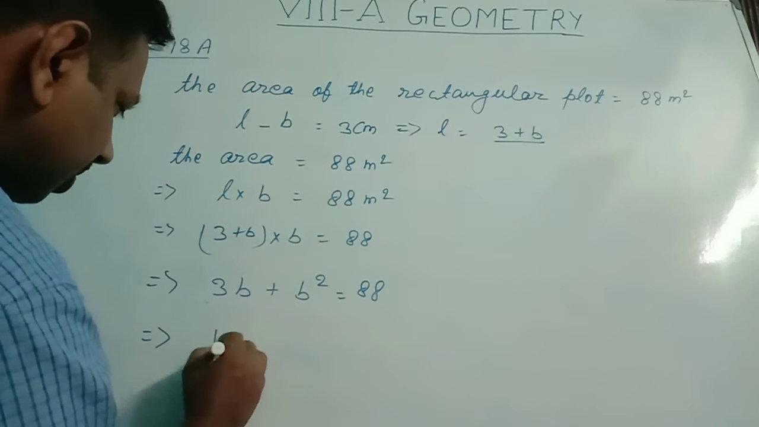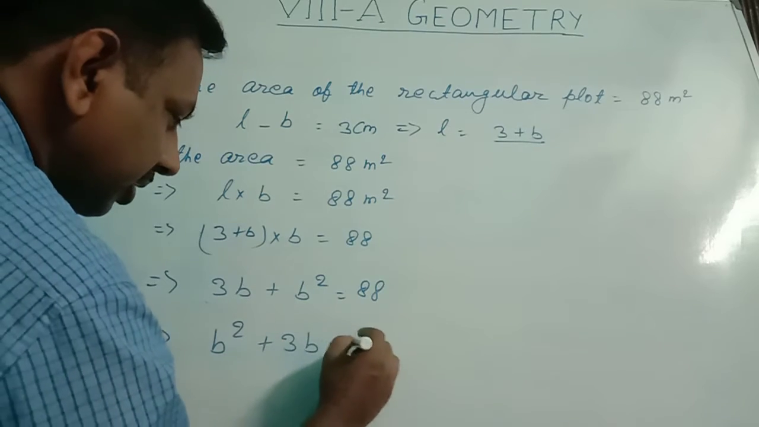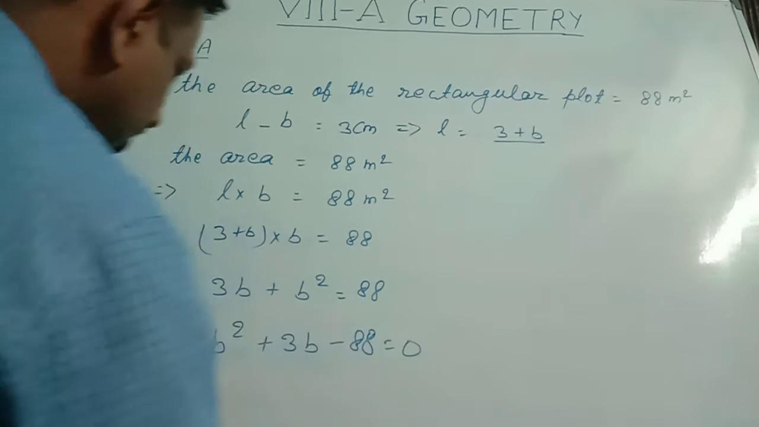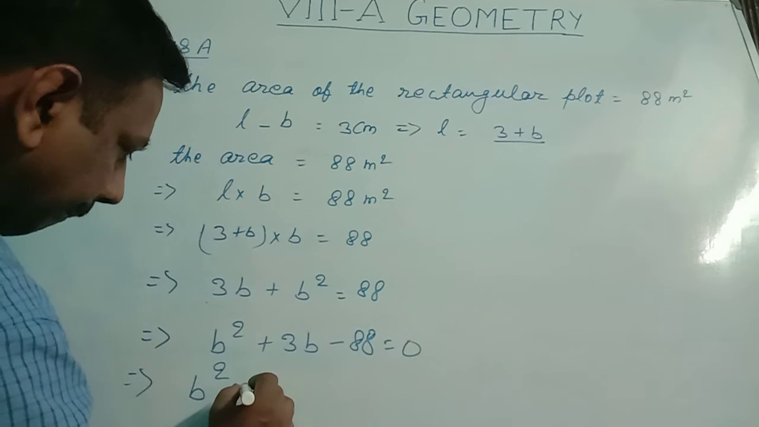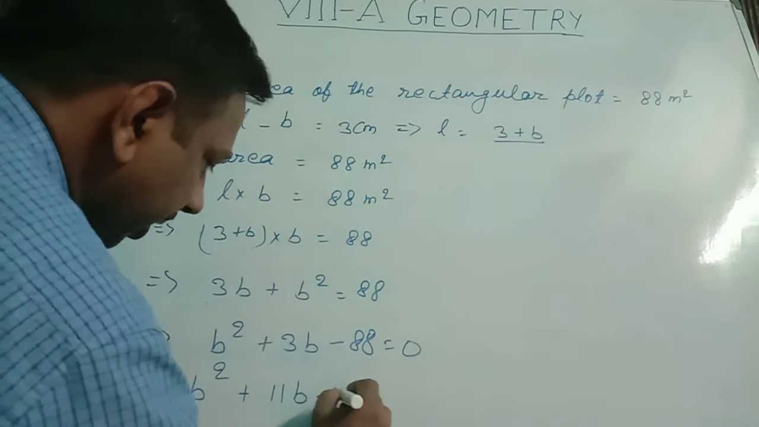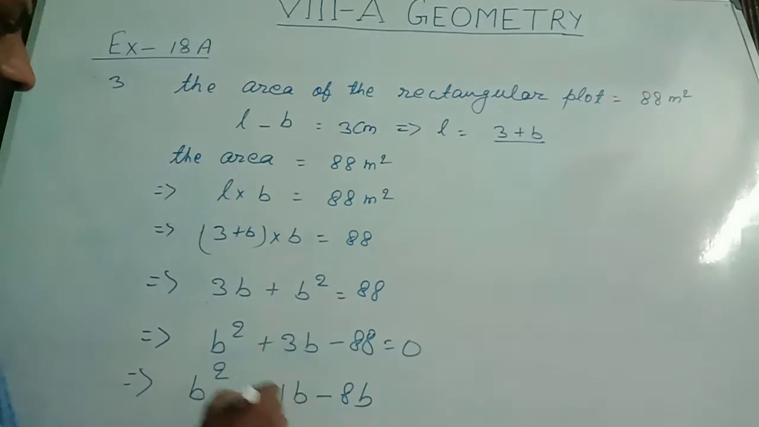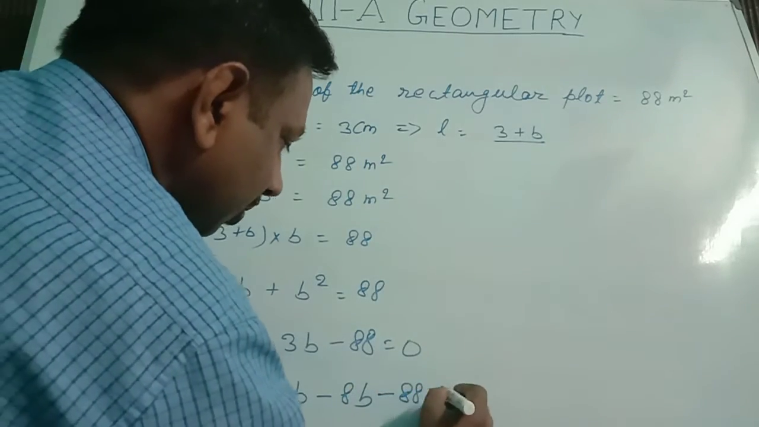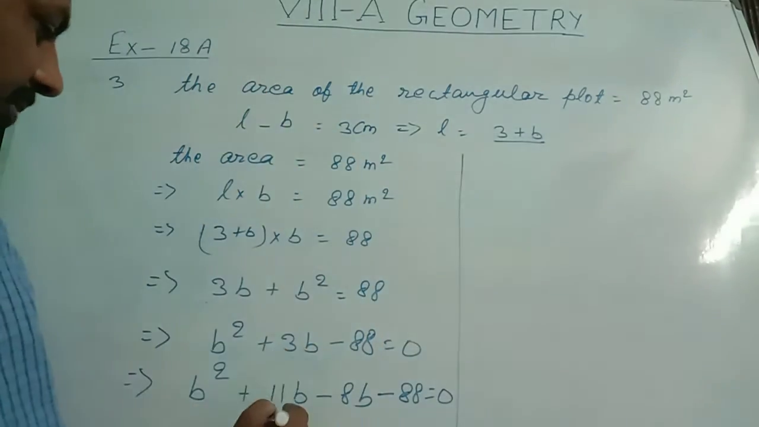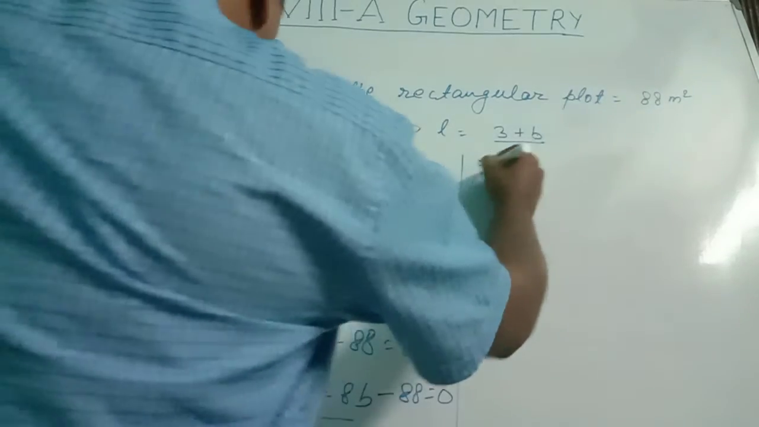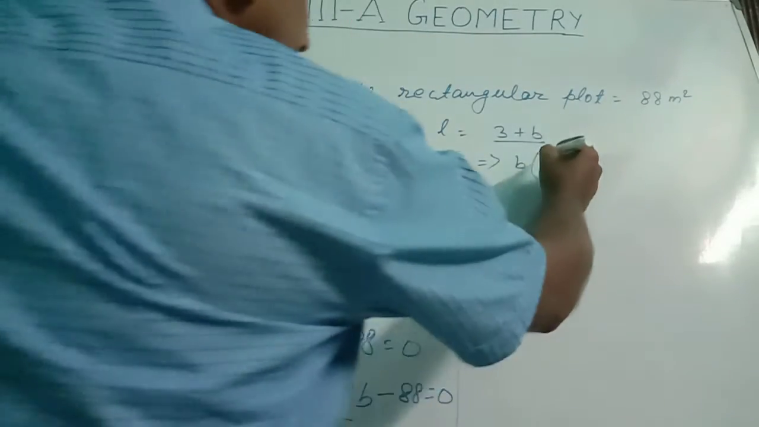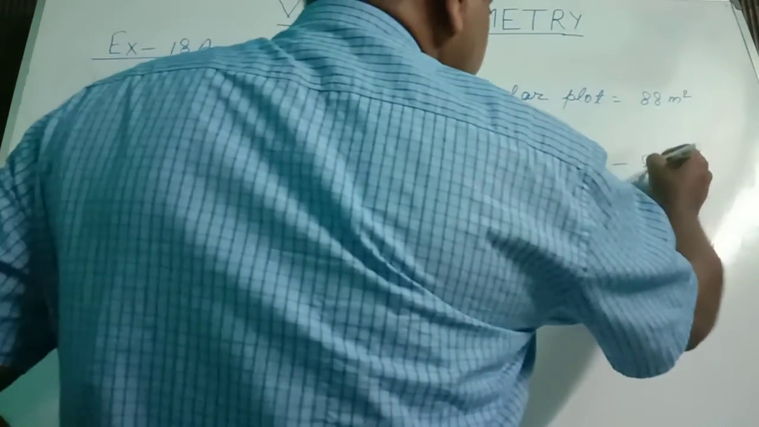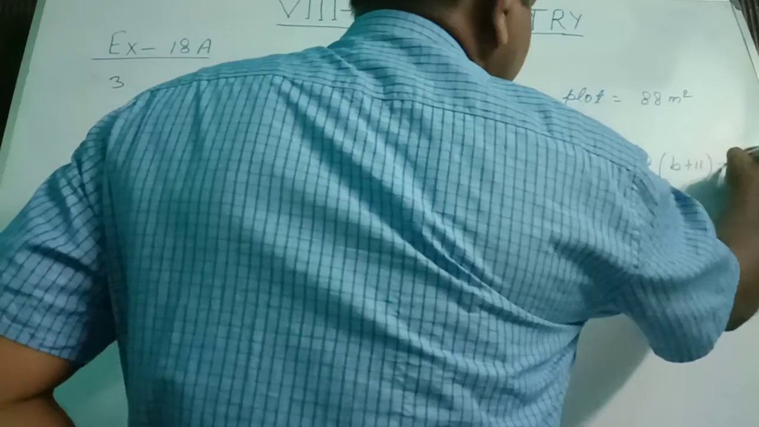We can write this as b square plus 3b minus 88 equals 0. We will factorize it by splitting the middle term. B square plus 11b minus 8b, since 11b minus 8b equals 3b, and minus 88 equals 0. This is called splitting of the middle term. Now from these two terms b is common, so in bracket b plus 11 will come, minus from these two terms we can take 8 common, in bracket b plus 11 will come, that is equal to 0.